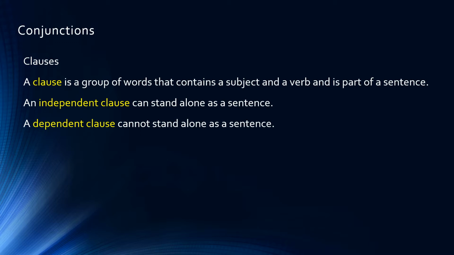Clauses. A clause is a group of words that contains both a subject and a verb and is part of a sentence. And we learned last week that there are two different types of clauses. There's an independent clause that can stand alone as a sentence, and then there's a dependent clause that cannot stand alone as a sentence. Now, both types of clauses, independent and dependent clauses, contain a subject and a verb. Yet, the independent clause can stand alone as a sentence, whereas the dependent clause cannot stand alone as a sentence.